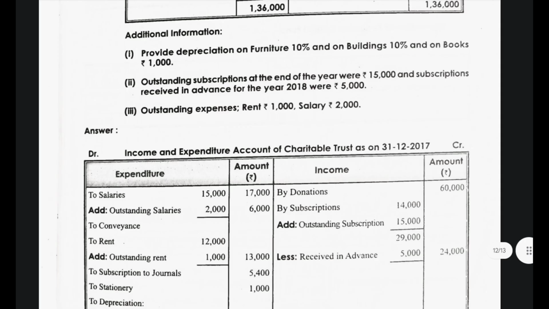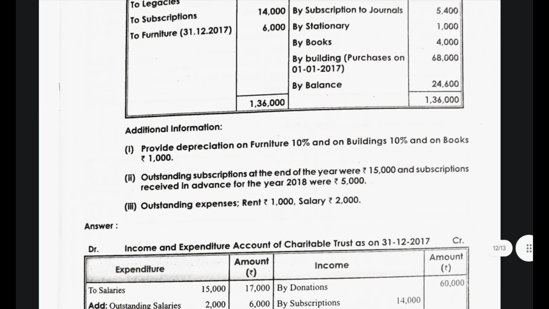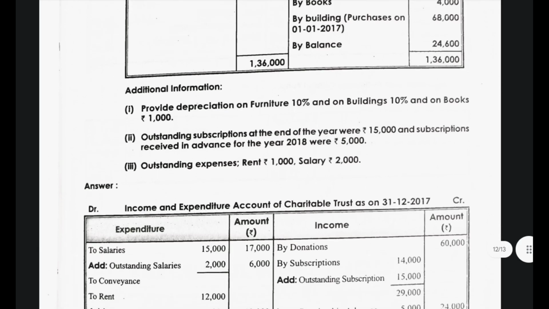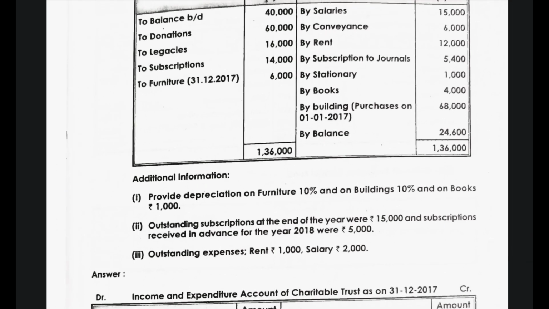Now come to the income side. Income side balance we should not take. Donations here we are assuming is a revenue expenditure, specific donation. If it is given donation for building like that, we should not consider here, but only donation is given, so we are taking it on the income side. And legacies, balance sheet, we have to take it into the balance sheet.